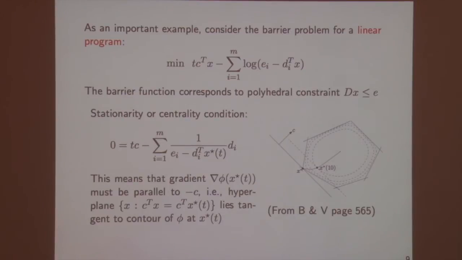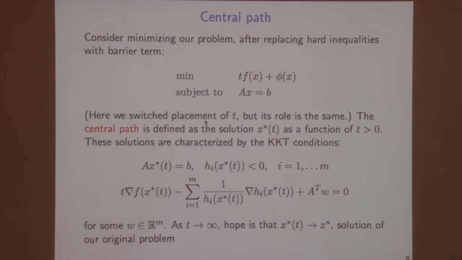So in particular, let's look at the stationarity condition. Let's look at this one right here. We sometimes call that, by the way, the centrality condition. These are just the KKT conditions. This is just the stationarity condition. But when we talk about the central path, we often refer to this as the centrality condition, and these solutions are often called central points. It's just terminology.